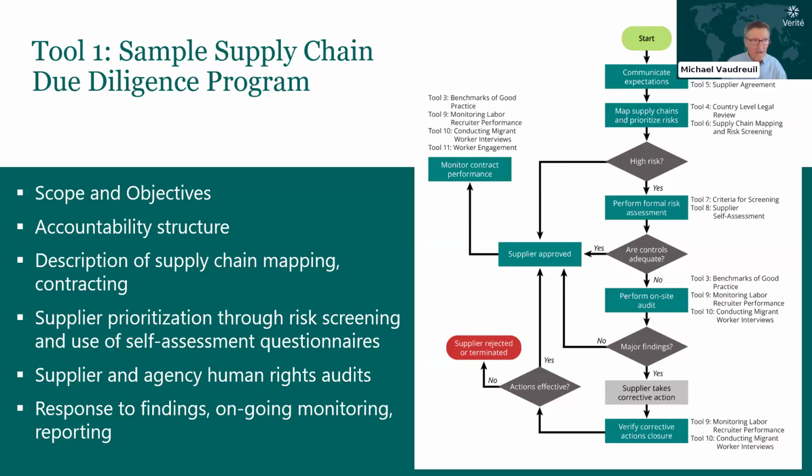And the main elements of the program are the scope and objectives of due diligence. Why is the company doing it? Who is accountable for it? Who's responsible for implementing it? How does a company perform mapping? What is required for a supplier to become a supplier to the organization? What's involved in contracting? What kind of screening? Are there any criteria where a supplier would be rejected as a supplier for the organization?